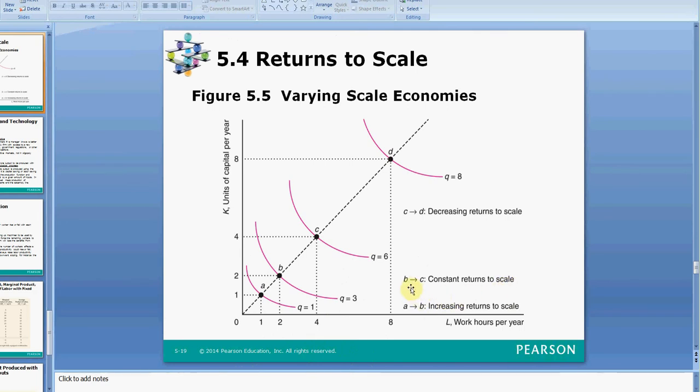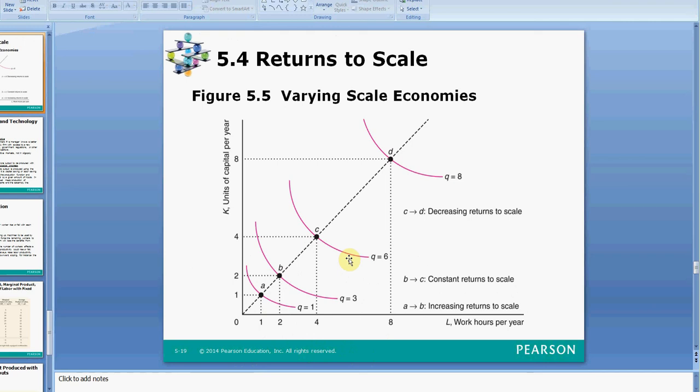There's this other concept called constant returns to scale. Here as we move from B to C, once again we double all our inputs, going from 2 units of capital to 4 units of capital, 2 units of labor to 4 units of labor. Here a doubling of all the inputs exactly doubles the firm's output. We go from producing 3 units of output on this isoquant to 6 units of output on this isoquant. So constant returns to scale, a doubling of inputs exactly doubles the firm's output.